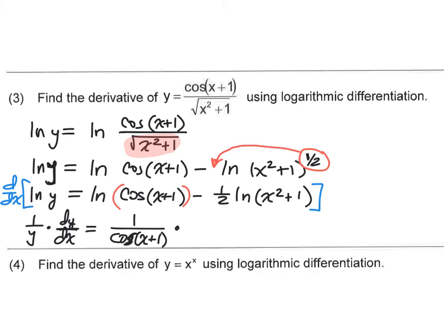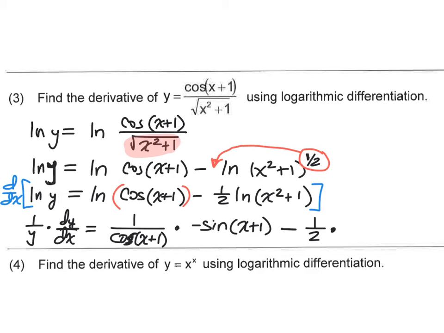So what's the derivative of cosine of x plus 1? Negative sine of x plus 1. Wait, what rule is that? Is that a chain rule for logs? Yep. Minus, we got the 1/2 constant multiple. I don't have to worry about that.